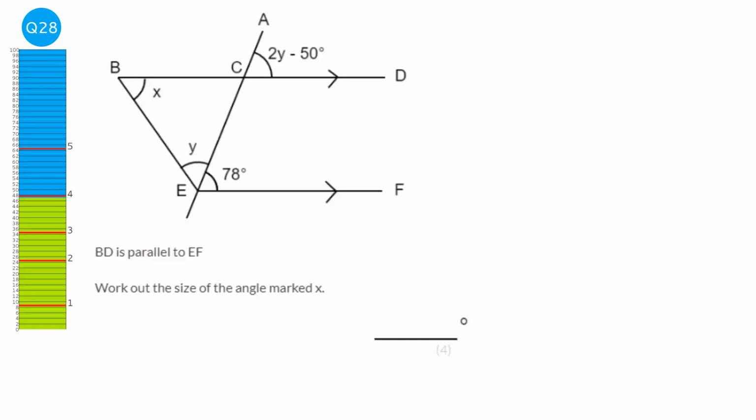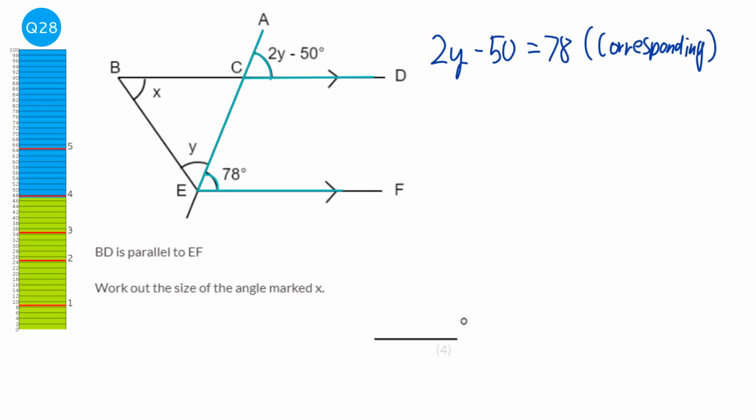To find out what the value of x is, we first have to find out what the value of y is. We can notice that we've got two sets of parallel lines here, and a line going through them. We've got these F angles, which we have to call corresponding angles. So we know that 2y minus 50 is equal to 78. And we must write down the reason: corresponding angles.